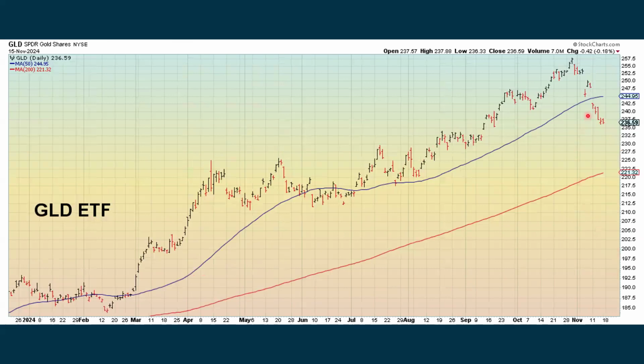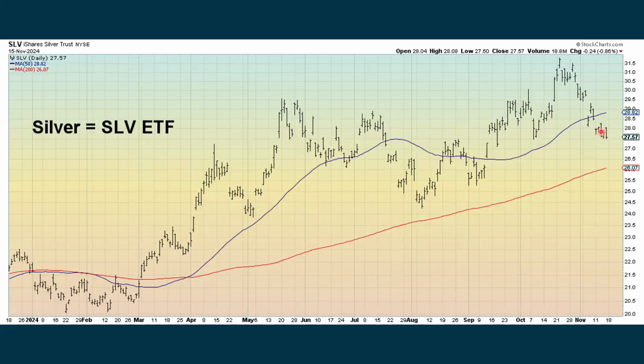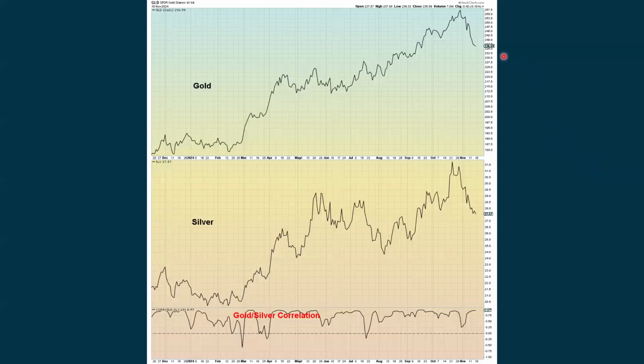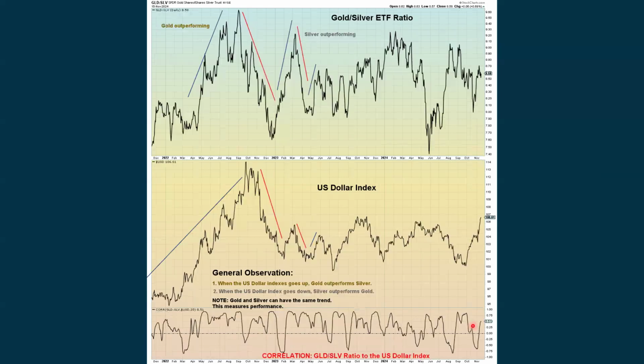And you see here is gold. It's still in an uptrend, but it's well off of the highs. And I just look at the ETF. I don't focus that much on the futures contract. Silver also pulling back after hitting all-time highs here. And we look at the closing value of gold and silver and see that there's a pretty strong correlation between the two. So they're going in the same direction at the same time.